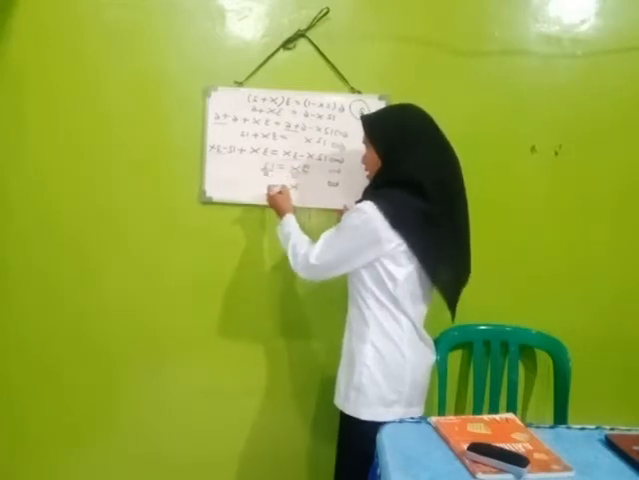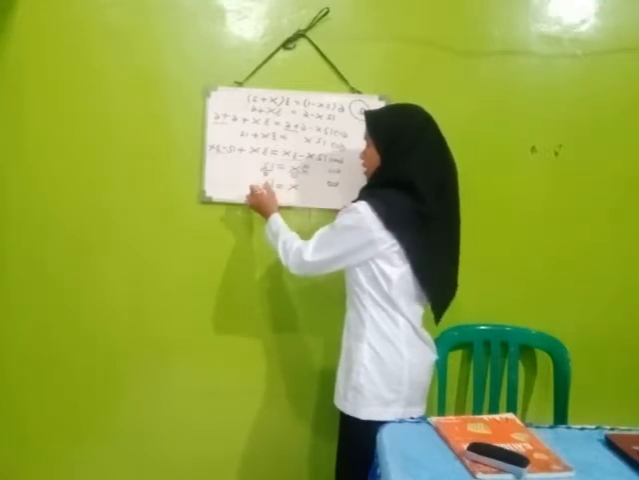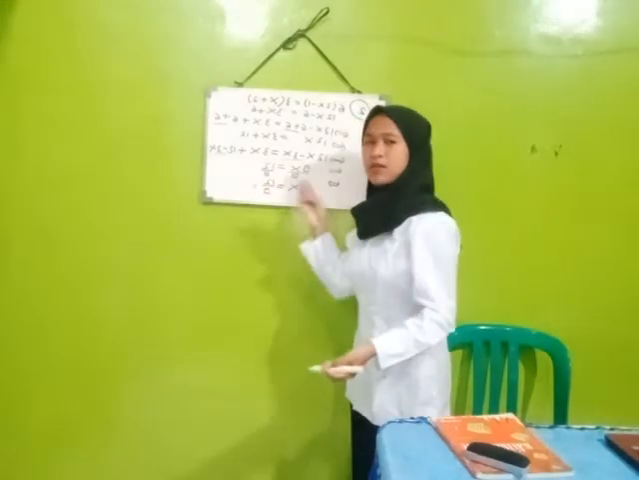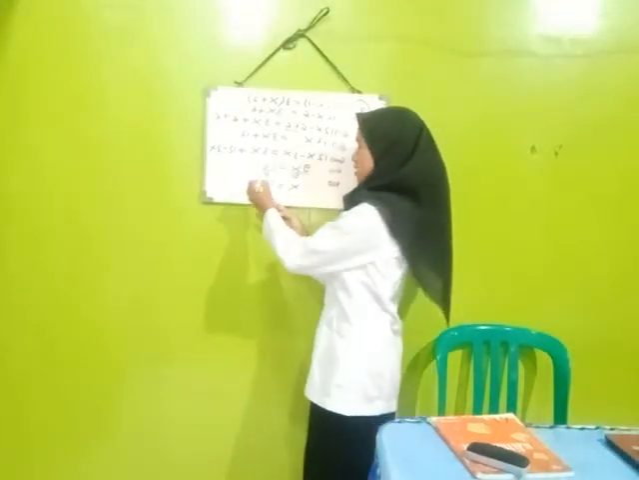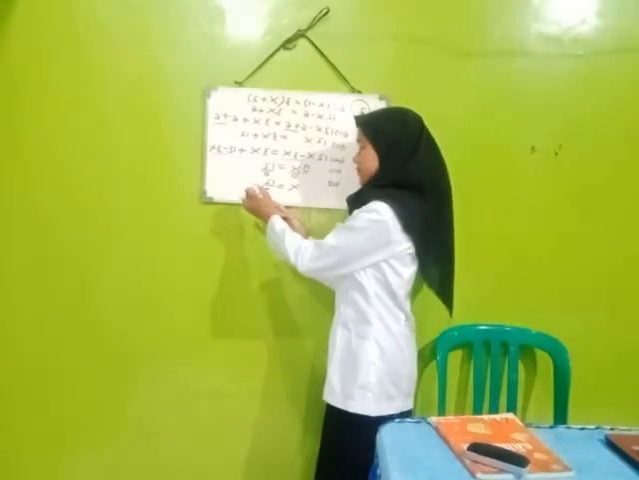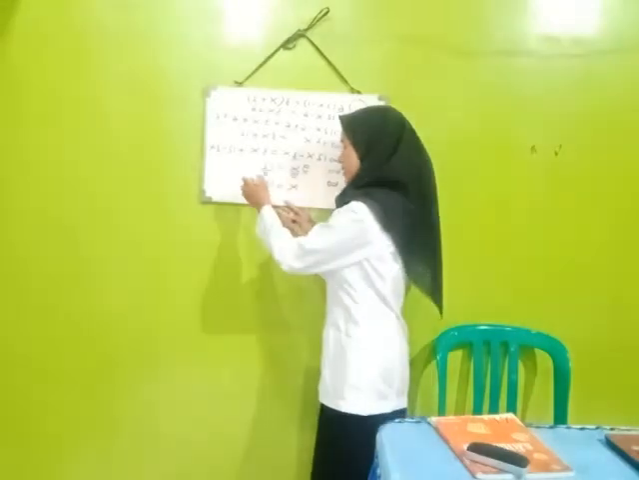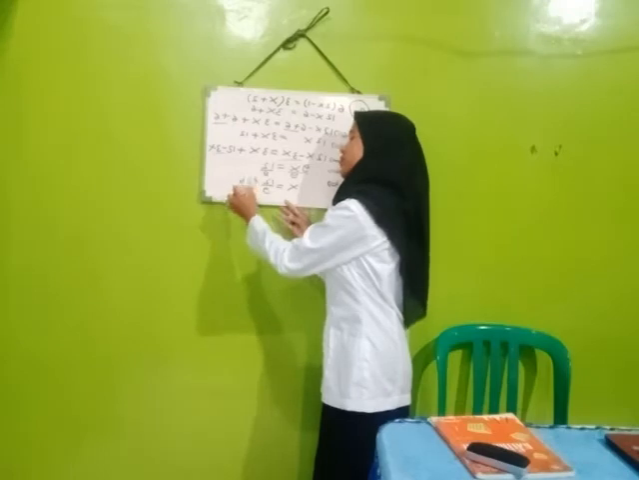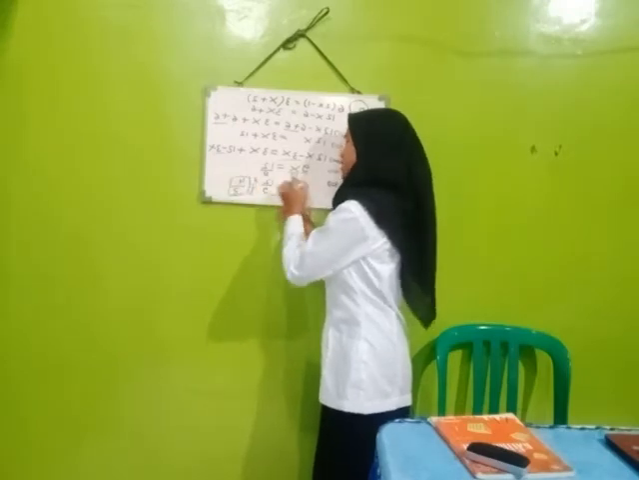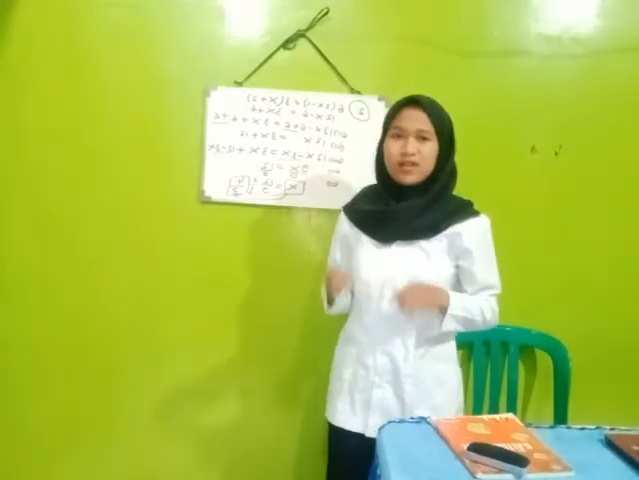Then we get x equal to 12 over 9, or we can simplify this by dividing the denominator and numerator by 3. Then we get 4 over 3. Then we get x equal to 4 over 3. Do you understand? All of you understand about this?